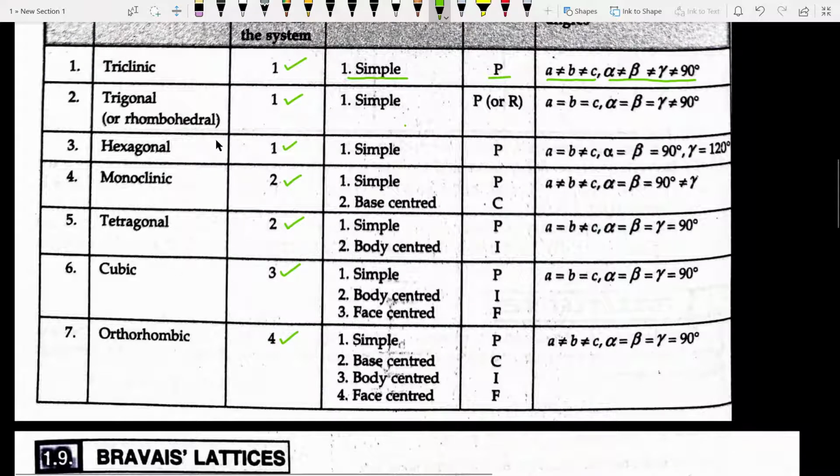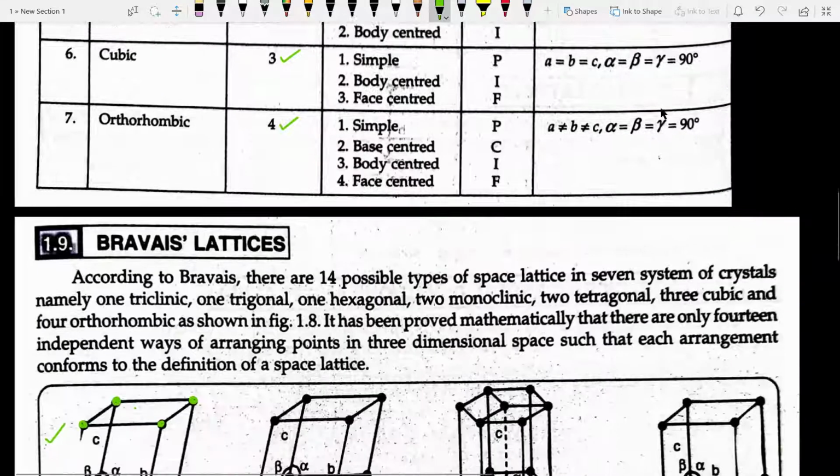Next is rhombohedral. Trigonal or rhombohedral. This is one lattice. It is a simple lattice represented with P. All the sides are equal. Repetitive vectors along all the 3 axes are equal. All the angles are equal. But none of them is equal to 90 degree.